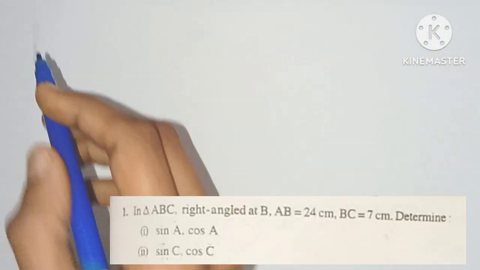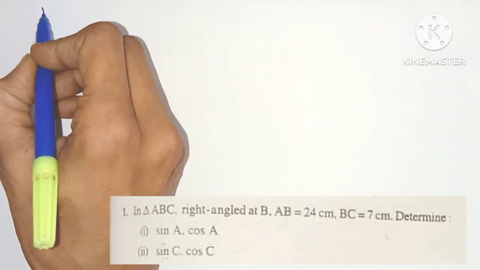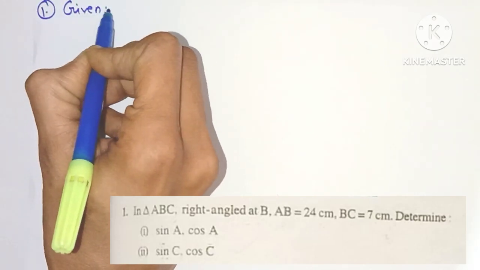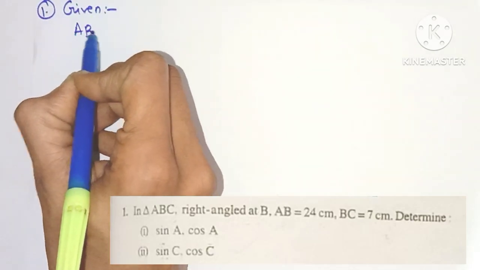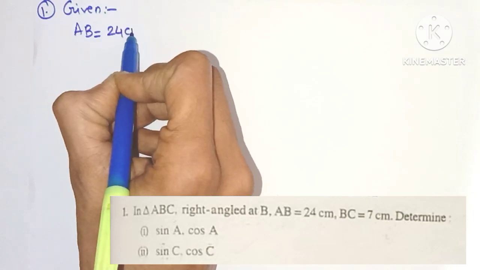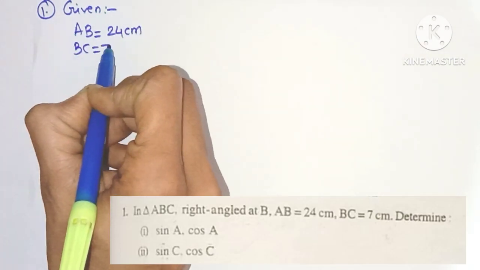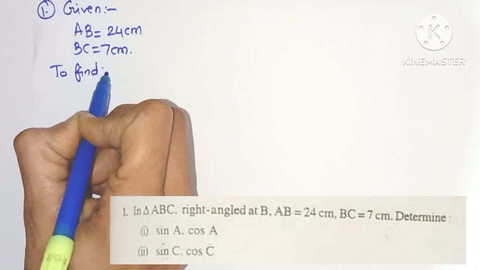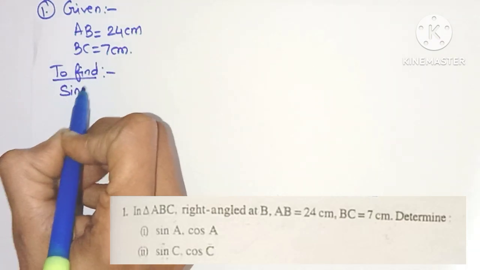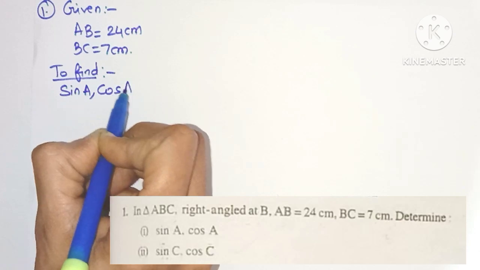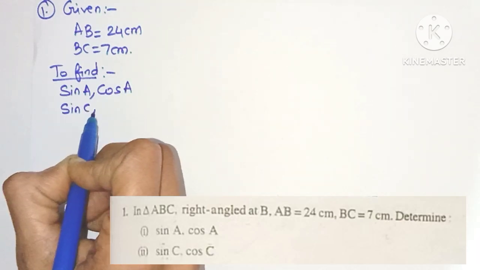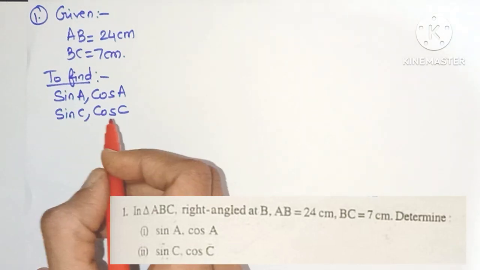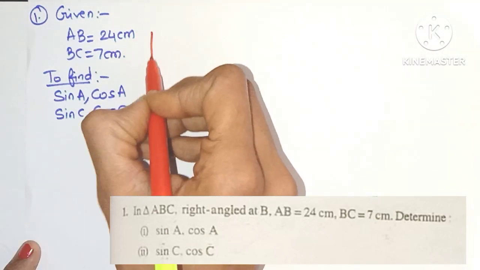In any question, before you start solving, write what is given. So it is given to us that in this triangle, AB is equal to 24 centimeters, BC is equal to 7 centimeters. And what do we have to find? We have to find sin A, cos A, and then we have to find sin C, cos C. Now for this question, the diagram is not given, friends. So we have to draw that first.